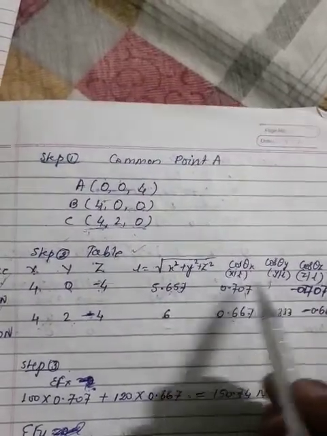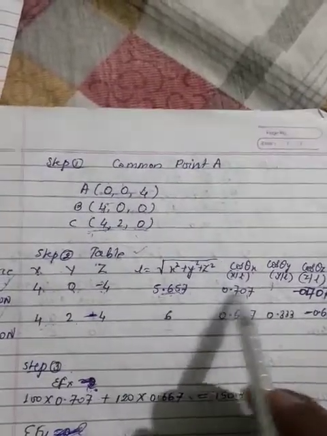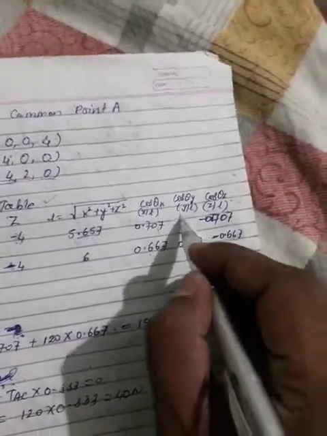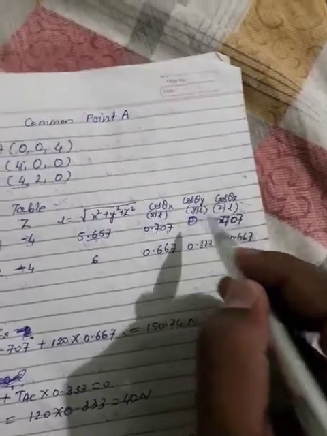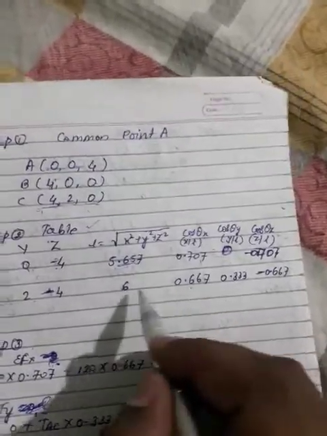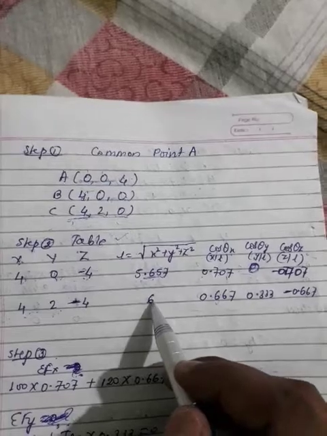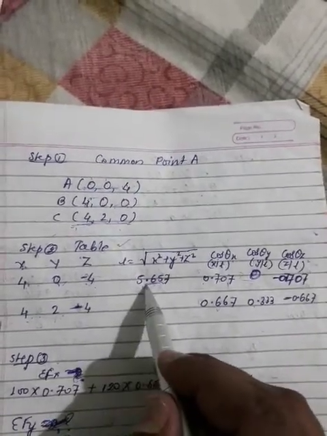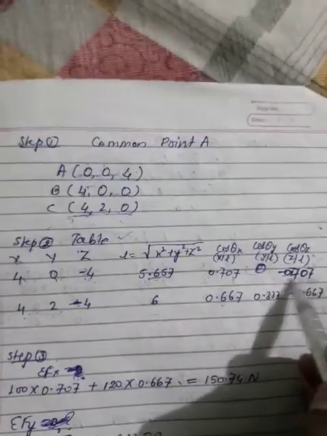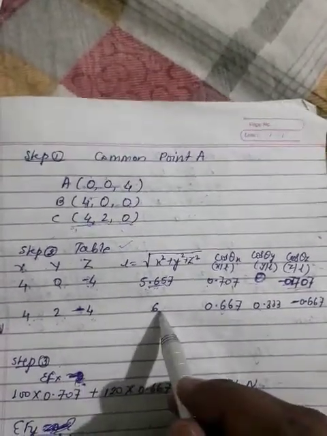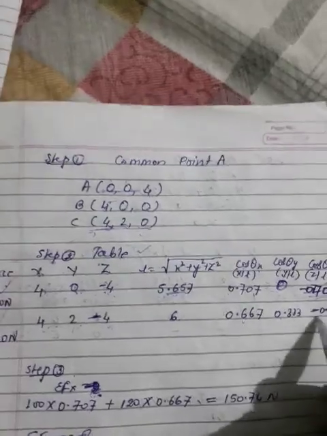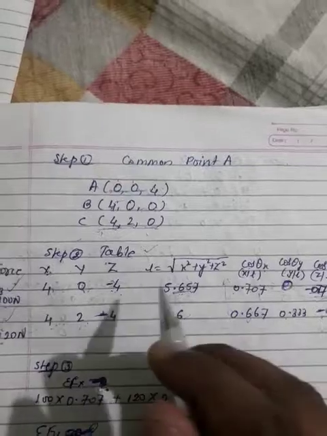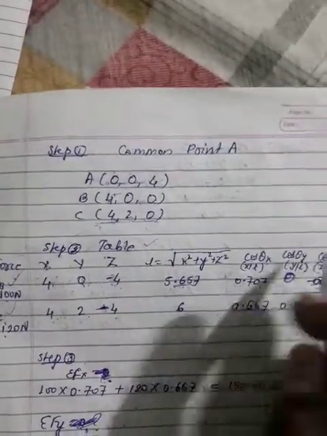Now cos theta y is y by L, so 0 divided by 5.657 is 0. Next, 2 divided by 6, that is 1 by 3, 0.333. Next, cos theta z: minus 4 divided by 5.657 gives minus 0.707, and minus 4 divided by 6 gives minus 0.667. In this way you have calculated cos theta x, cos theta y and cos theta z.